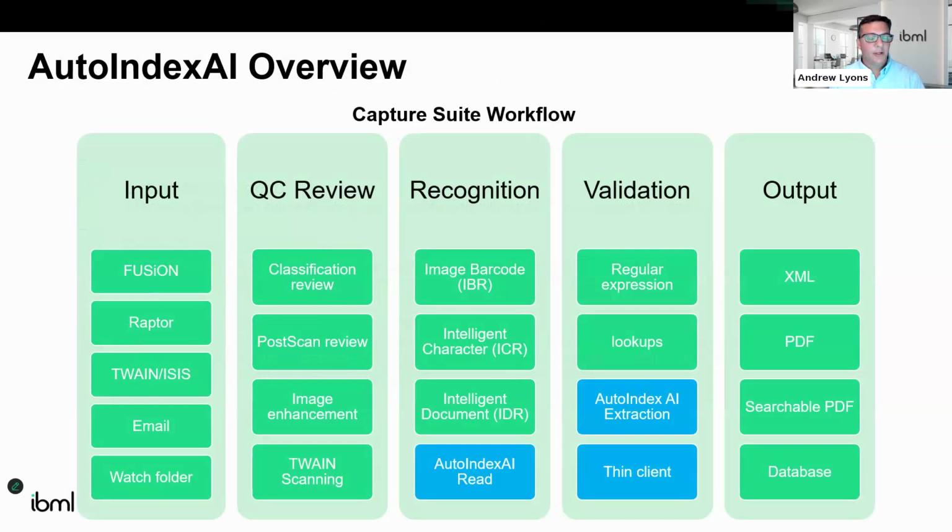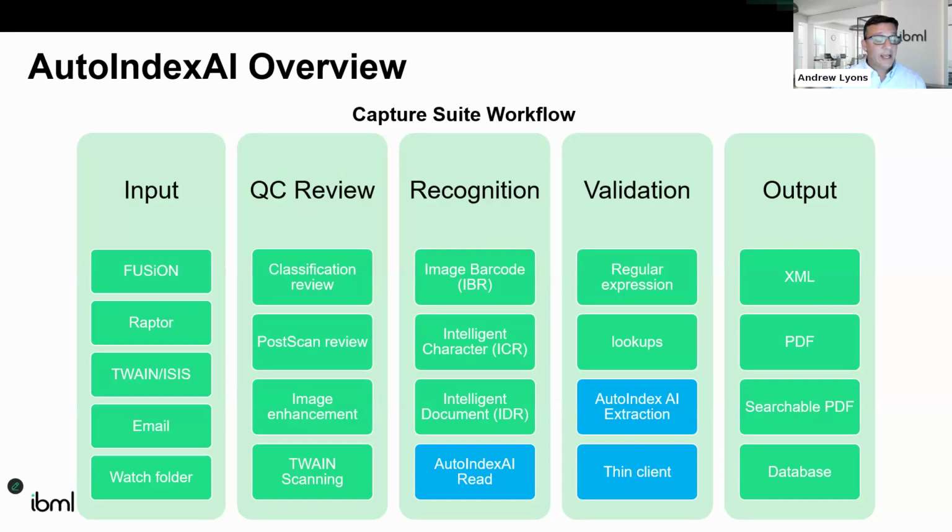So whether your input is a Fusion, a Raptor, a Kodak, Canon, Fujitsu, whatever the model of scanner you have, or email, or watch folder, and you want to ingest this information into the Capture Suite workflow, that can already be accomplished. We already support that. We're just going to add value with being able to extract more meaningful data than maybe you have been able to in the past. The QC review, again, this is a current module. It is established and available already for classification review, reviewing post-scan output, improving the image enhancement, and even Twain scanning in the QC review stations.